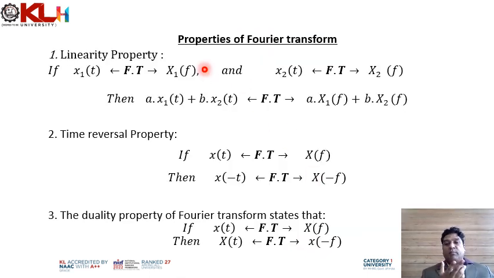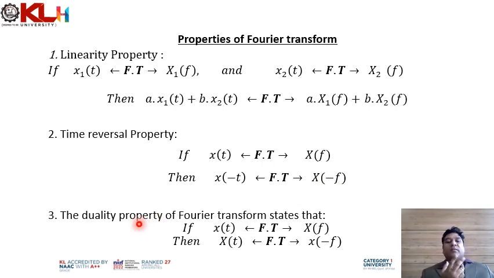Now we are going to see some basic properties of the Fourier transform. The linearity property tells that if we take a linear combination signal a x1 of t plus b x2 of t, the Fourier transform will be also a linear combination a X1 of f plus b X2 of f. Now the time reversal property states that if we take the Fourier transform of time reverse signal x of minus t, the Fourier transform will be capital X of minus f. So we have to put in place of f, minus f.